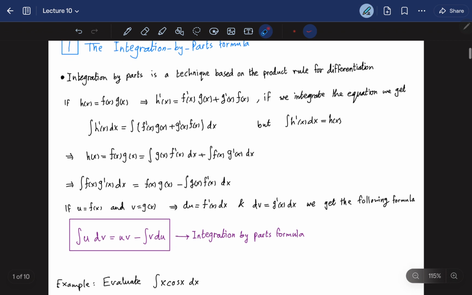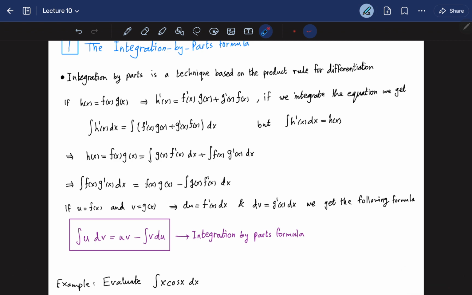So now if we take this part to the other side, not this one, sorry, if we take this to the other side, I'm going to get this. And now just renaming stuff. If I take u to be my f, v to be my g, then the derivative du is just f prime dx. The derivative dv is just g prime dx. Putting everything back into this formula, I'm going to get that the integral of u dv is equal to uv minus the integral of v du, and that's our integration by parts formula.